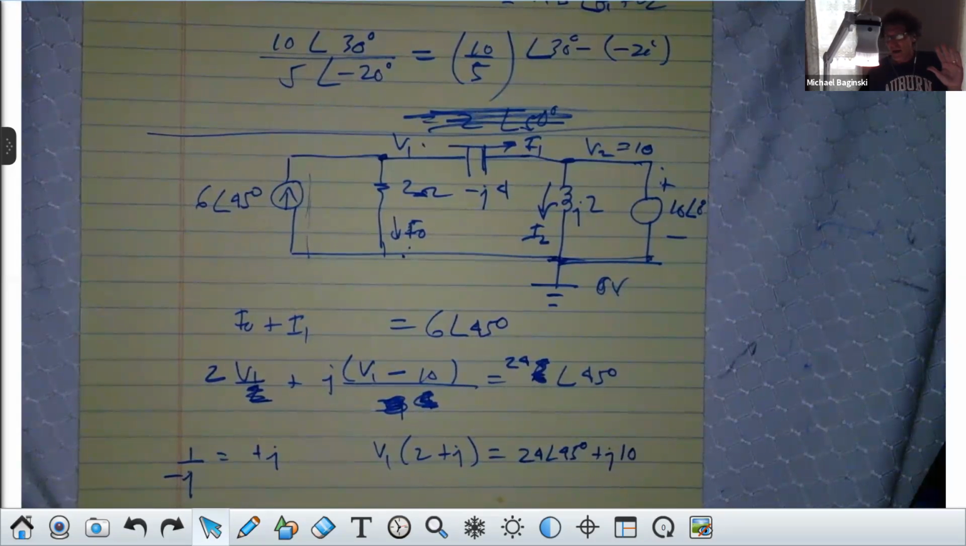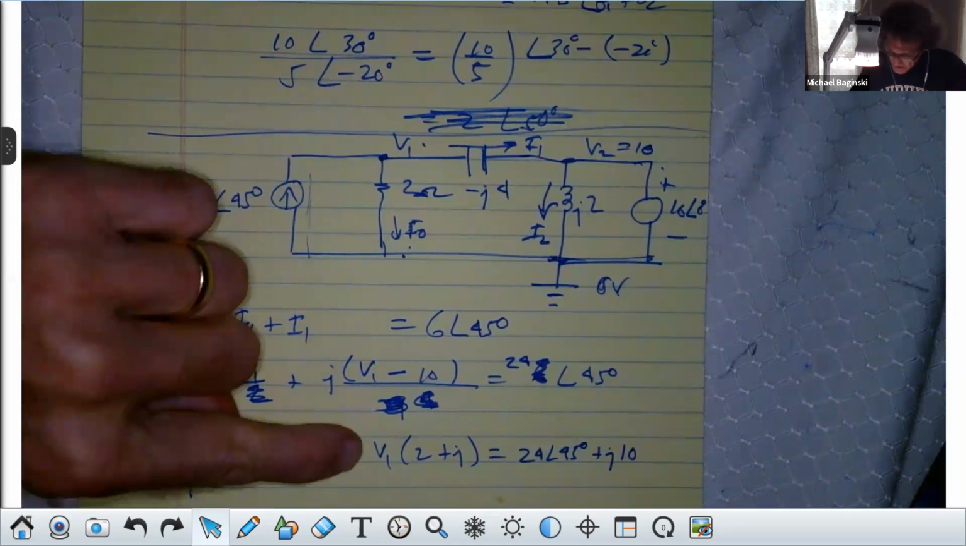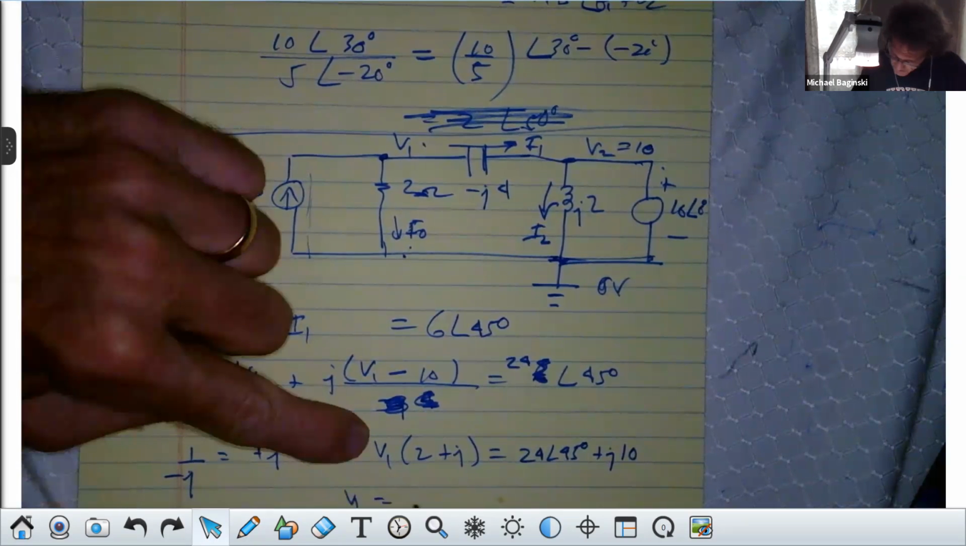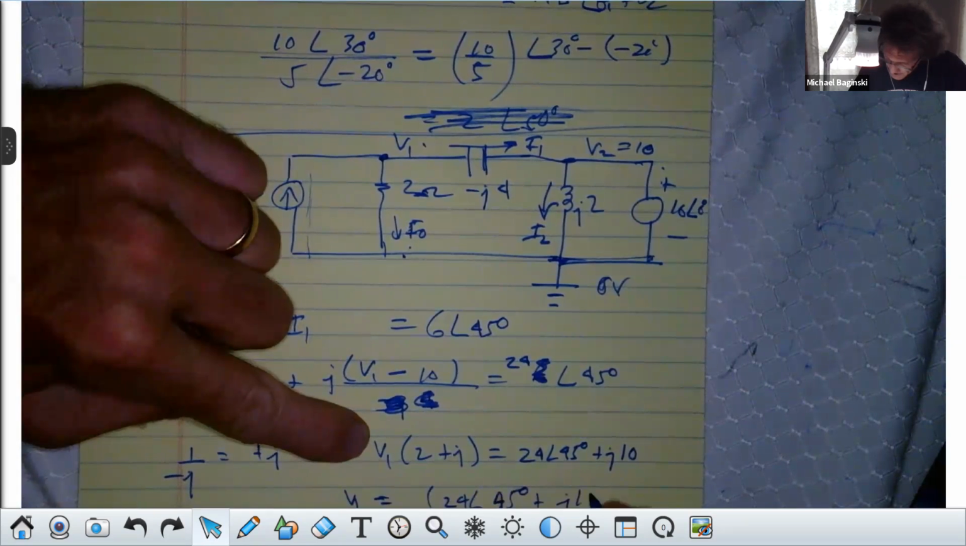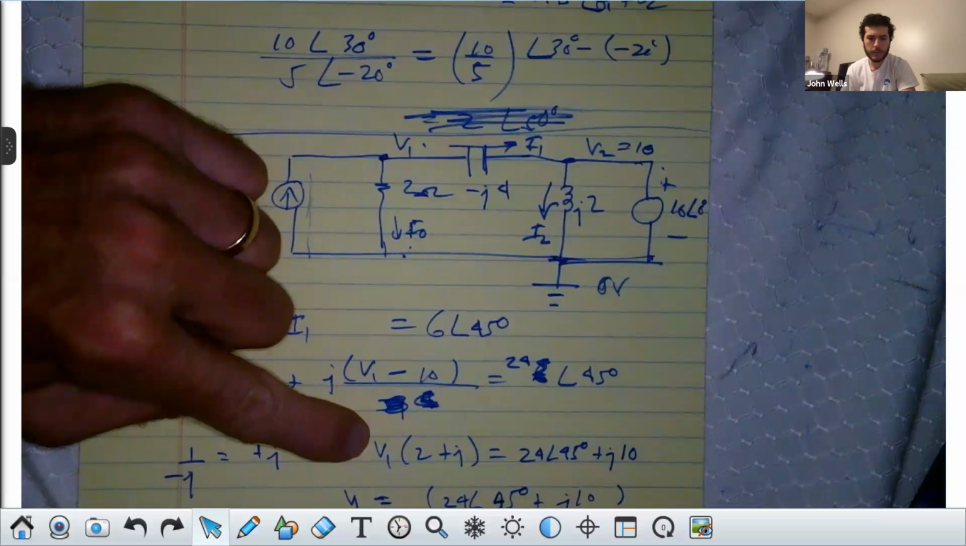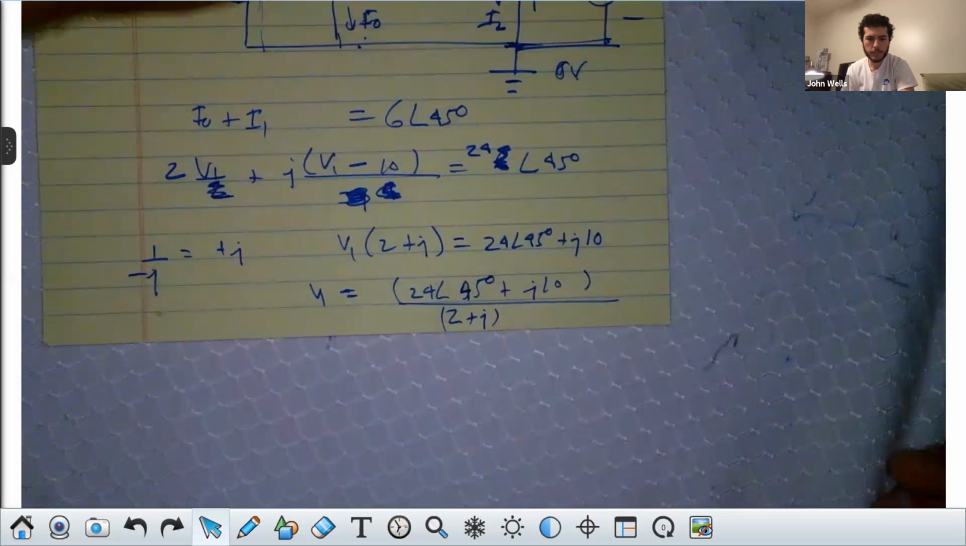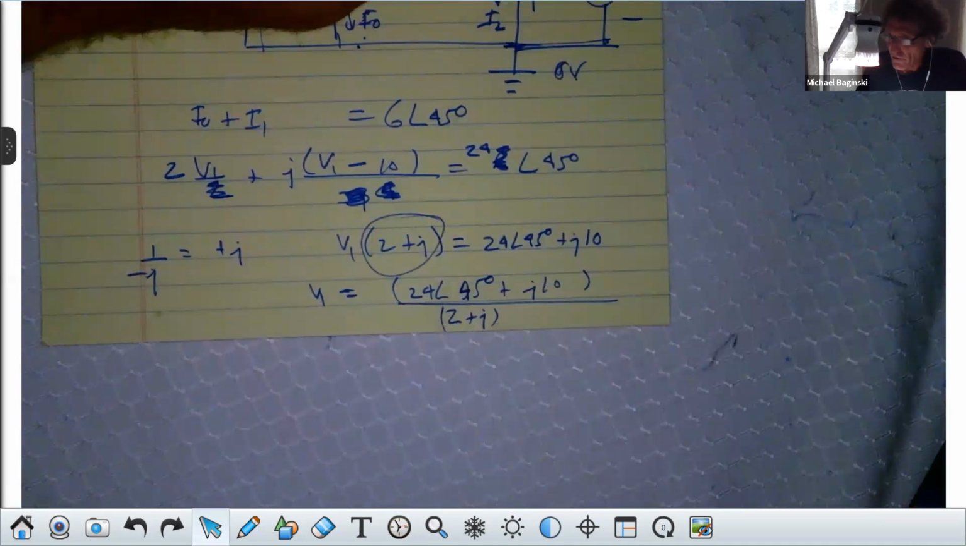All right, and again, this really boils down to your calculators in operation. Now, I can see that V1, therefore, would just be 24 at 45 degrees plus j10. j10 is really 10 at an angle of 90 degrees. I'm going to leave it as j10 divided by 2 plus j1. Correct, class? Move the paper down. Yeah, thank you. But really, the only thing I'm doing is dividing the other side by 2 plus j1. Here's where getting familiar with calculators is going to help you.